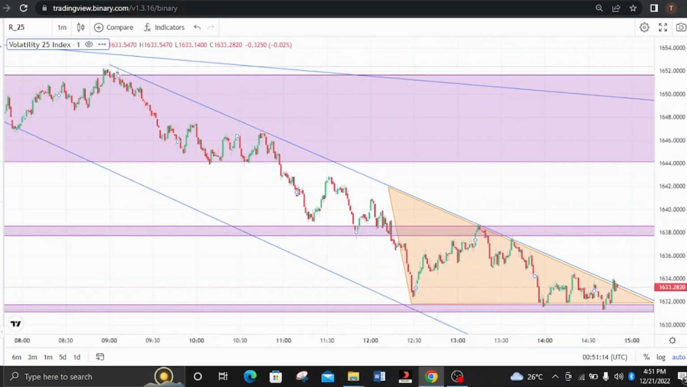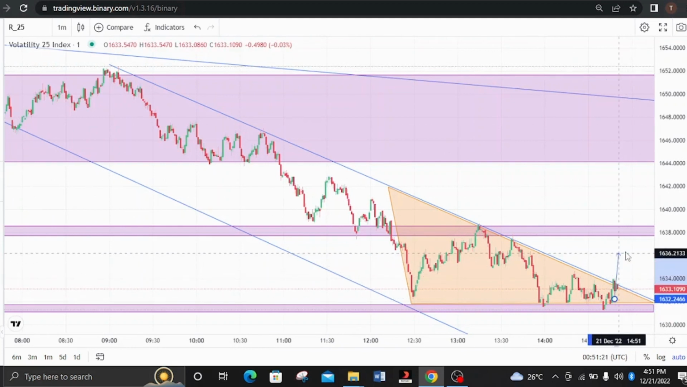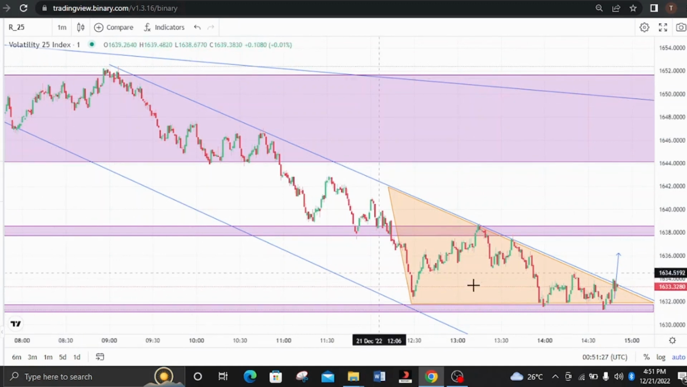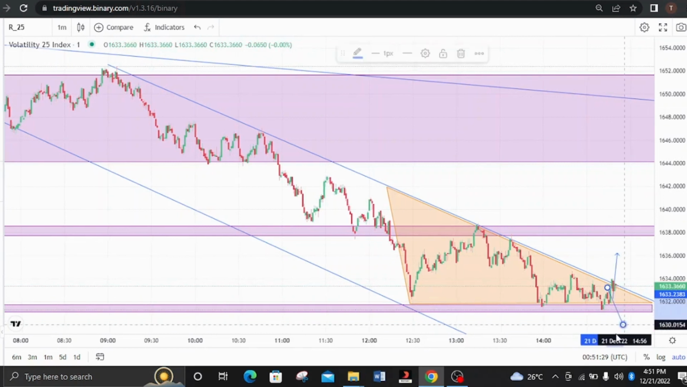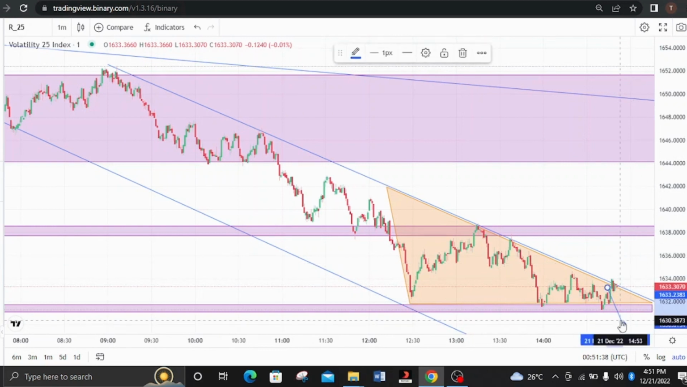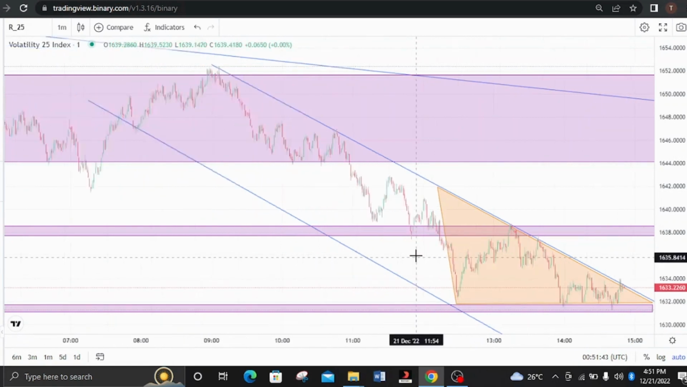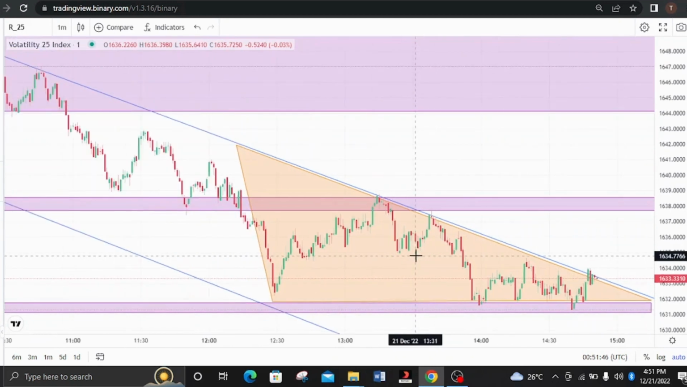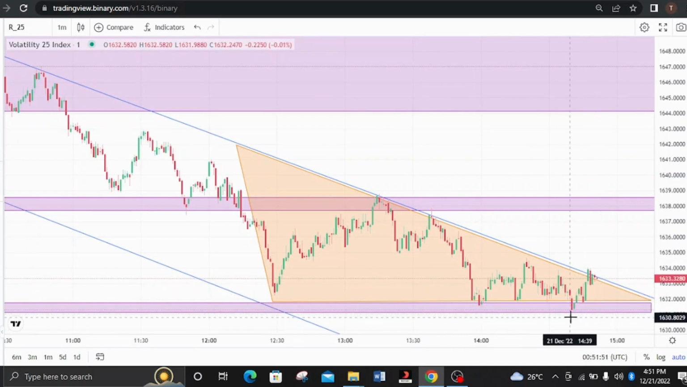If price breaks this triangle to this side, we'd have to go in with a long buy. And if price breaks this triangle to the downside, we'd have to go with a long sell. So just wait. For as much as price is trapped within that triangle, just wait and see how price will react. Patience is very, very important. Just wait and see how price will react.